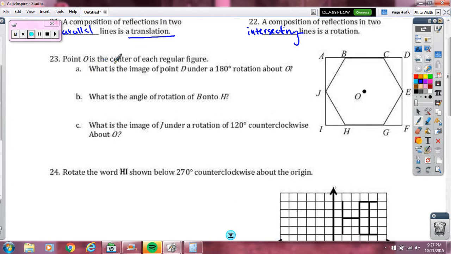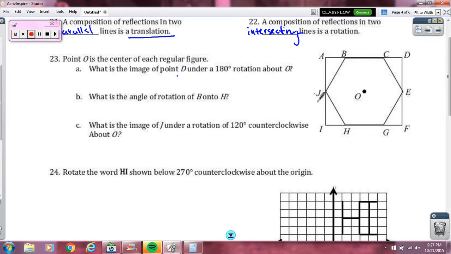Alrighty, point O is the center of each regular figure. What is the image of point D under a 180-degree rotation about O? This is kind of weird because we've got 2 shapes going on at once: our square and our regular hexagon. The first question has to do with point D, or the square. So let's think about just the square first.